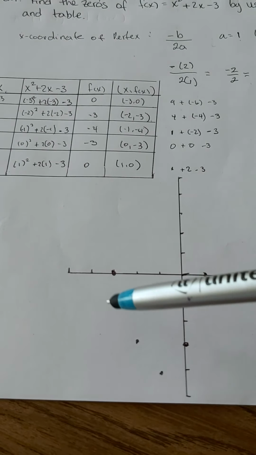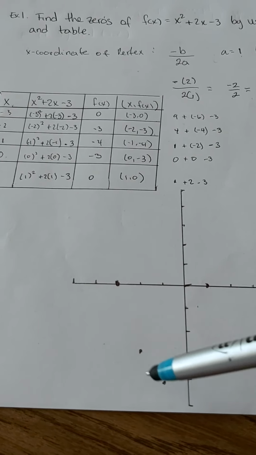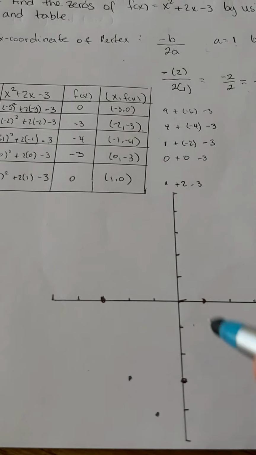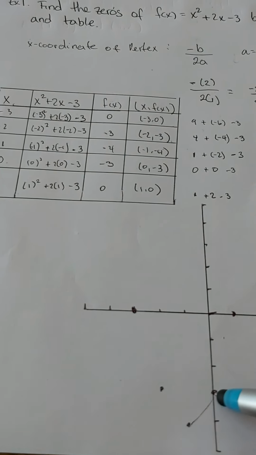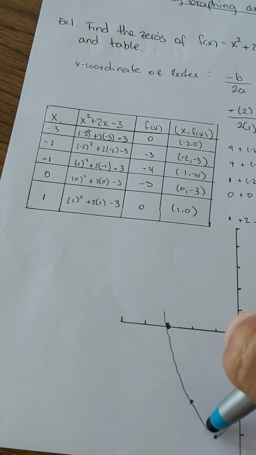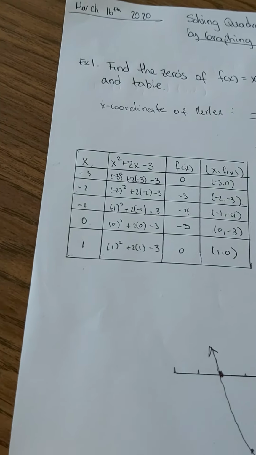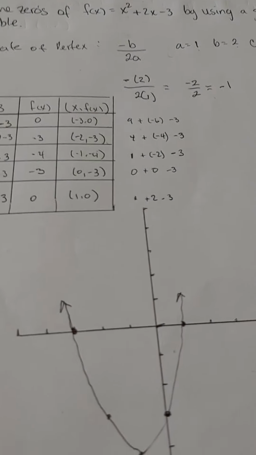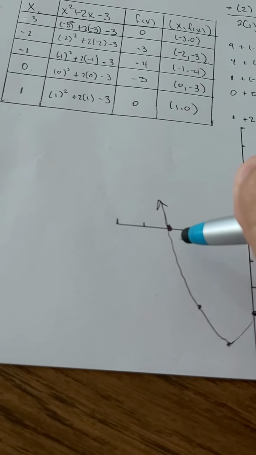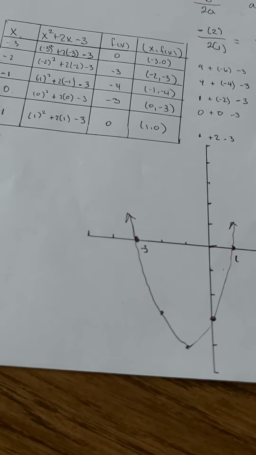There we have our U-shape or V-shape function. Now all we have to do is connect the points using a smooth curve. Now we have two x-intercepts. Where does the graph intersect our x-axis? Well, it intersects our x-axis at -3 and at 1.